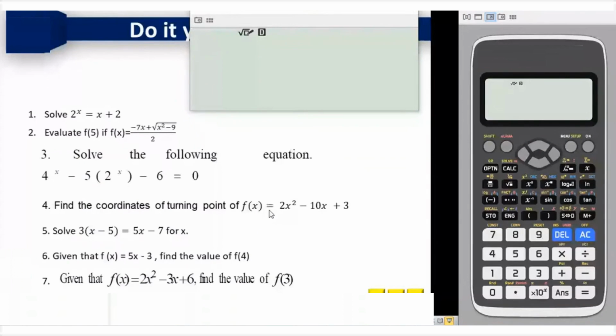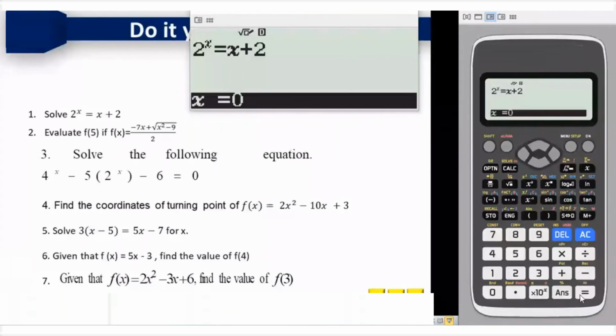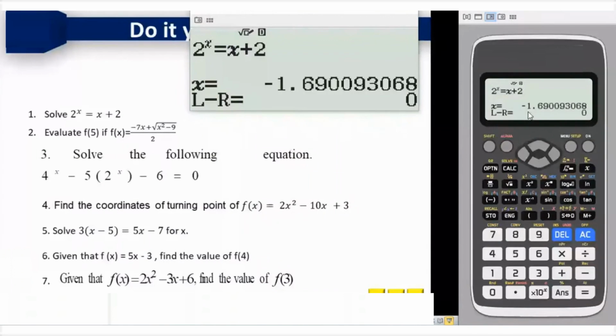I will solve question number 1, that is 2 power x. I will come out of the power, I will press alpha and equals to x plus 2, and I will press shift and calculate. I will keep the stored value as 0 and the answer is minus 1.6900, and L minus R is 0, which means that the answer that we have obtained is correct.